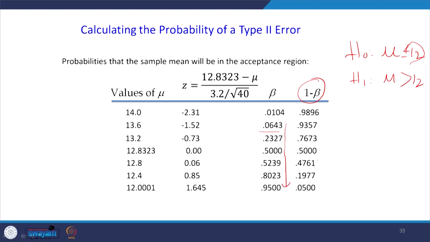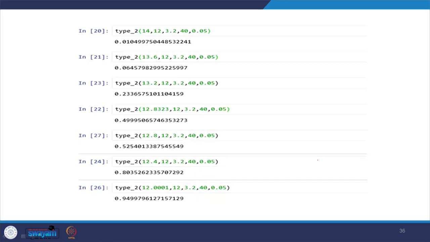Okay. So, how we got this 0.01? I have done it in the next slide. See, I am calling that function which I have previously used. So, type underscore 2, if true mean is 14, assumed mean is 12, sigma is 3.2, n equal to 40, alpha equal to 0.05. So, my beta is 0.01.